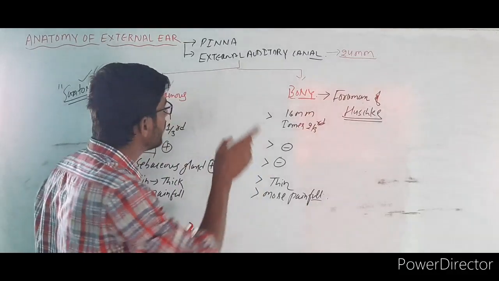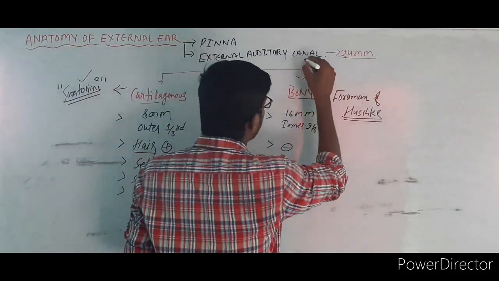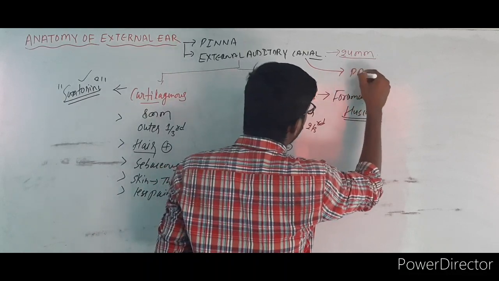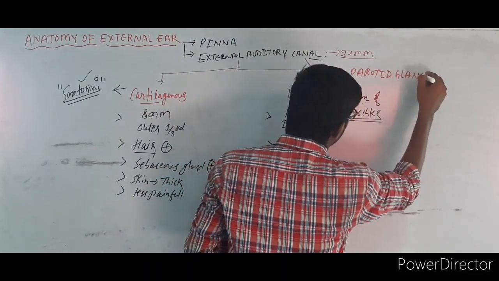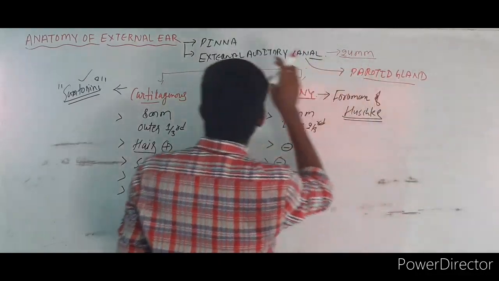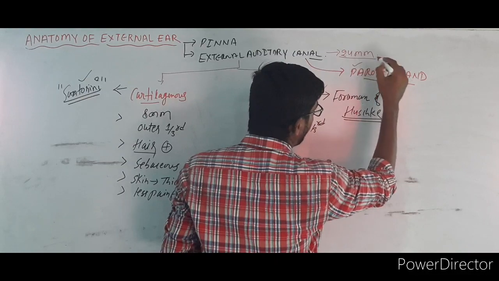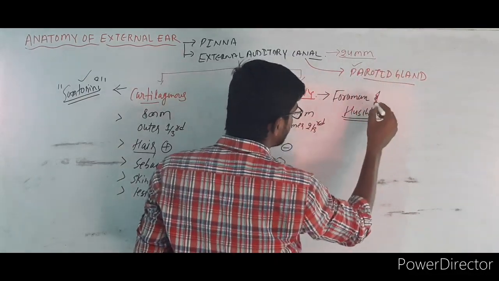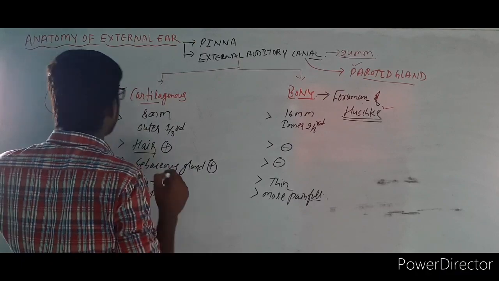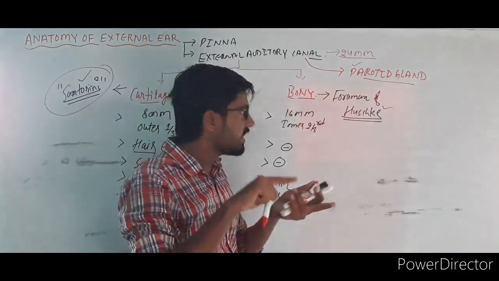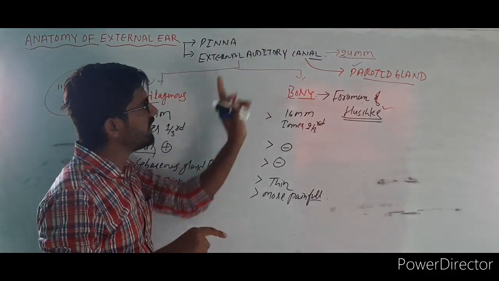any infection from the external auditory canal will reach the parotid gland. So an infection from the external auditory canal can reach up to the parotid gland because of this foramen of Huschke and these fissures of Santorini, and vice versa. An infection from the parotid gland can also go to the external auditory canal.